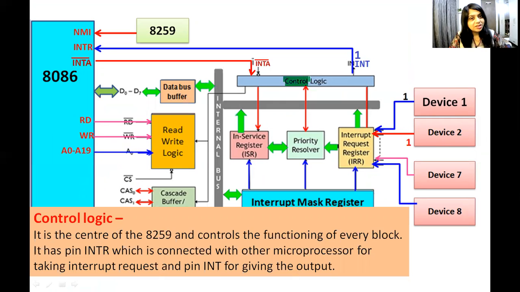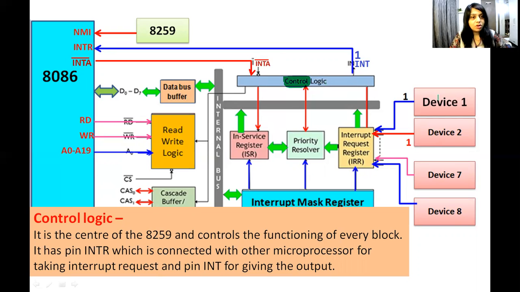Now, as the name suggests, it is a control logic. That means this block controls the overall functioning of this 8259, or all the operations of 8259. It has one output pin and one input pin. The output pin is INT, which is connected to INTR of 8086, that means the interrupt pin of 8086. You can also connect this INT to the NMI pin. And the interrupt acknowledgement of 8086 is connected to the INTA bar pin of 8259, which is connected to the control logic.